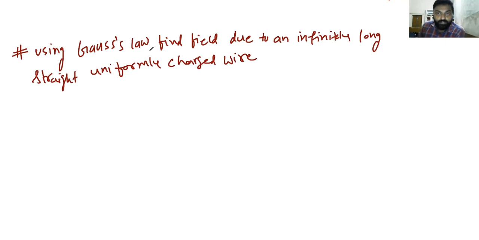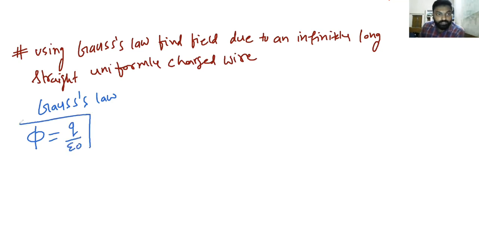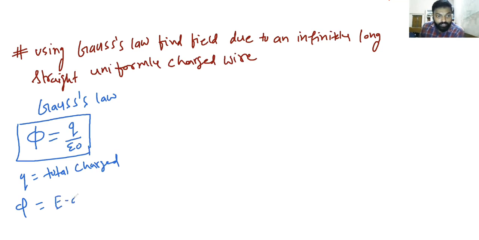Then what is Gauss law? First of all, we discuss here Gauss law. According to Gauss law, flux through a closed surface equals to Q upon epsilon naught. This is the Gauss law, where Q is the total charge that is enclosed by the surface, and flux equals to E dot ds.